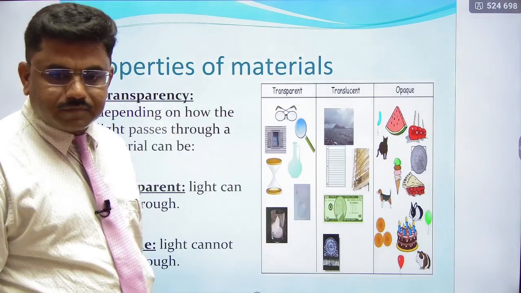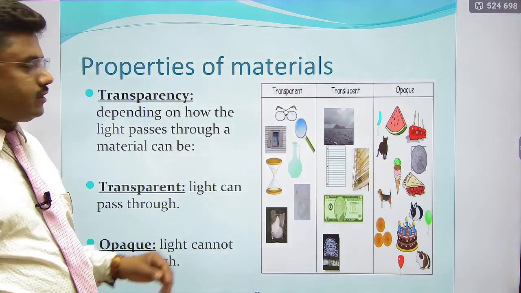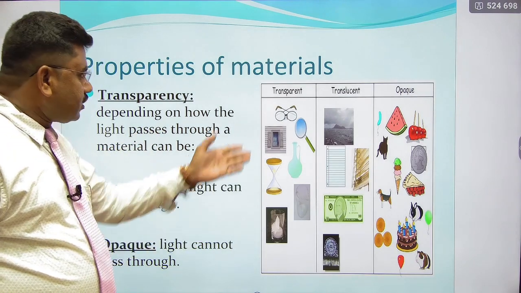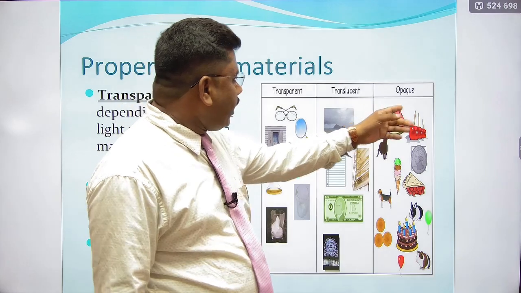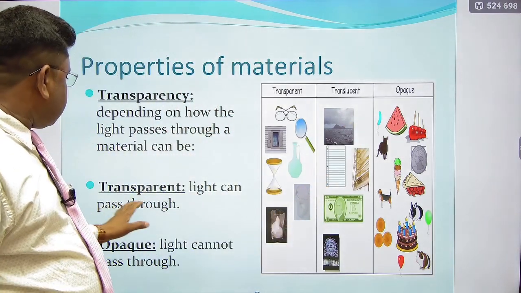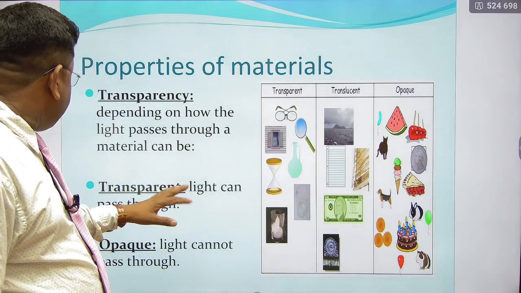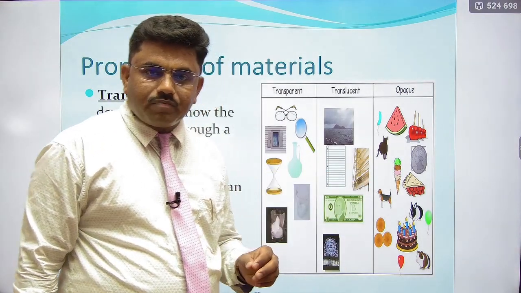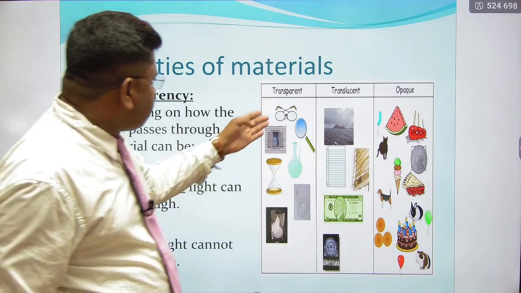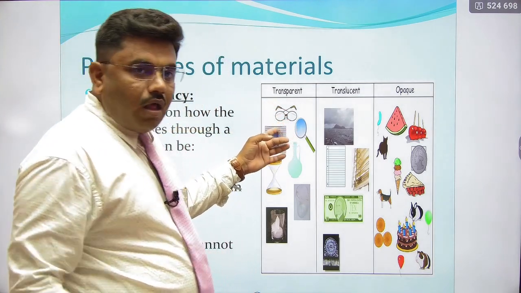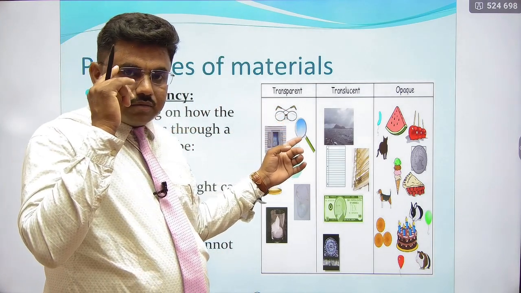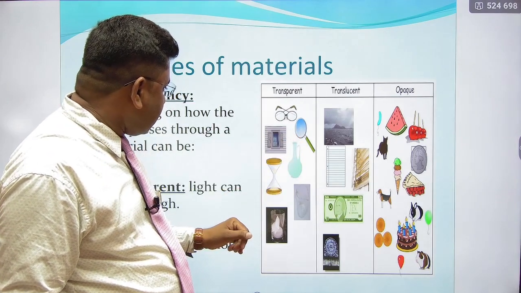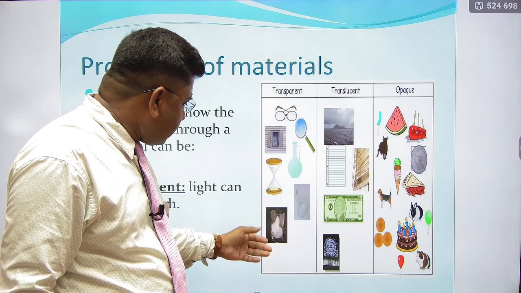Now next one, transparency. Depending on how light passes through a material, it can be transparent, translucent or opaque, and some such materials are shown here. Transparent means what? Light can pass through. For that we use glass. Some transparent objects shown here are the glasses of specs, some mirrors and the windows, glass.